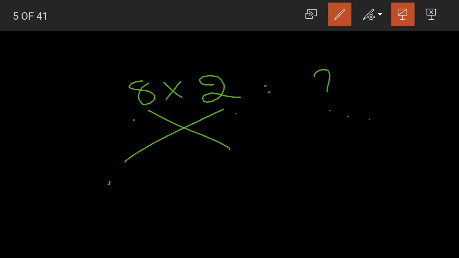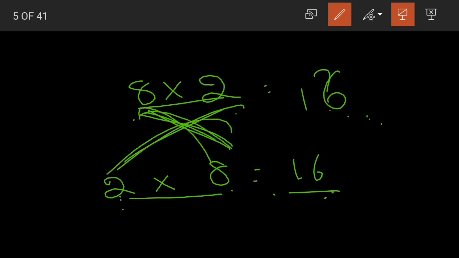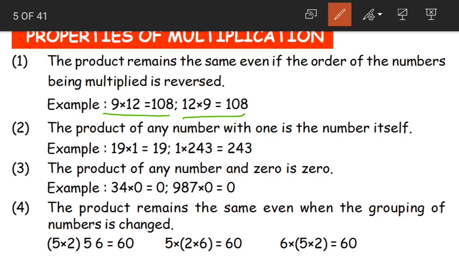Suppose you don't know what 8 twos are. You can try and figure out what 2 eights are. See, if you know 2 eights are 16, then automatically 8 twos also become 16. Now if the order is changed, 8 is coming first and 2 is coming second, the product will be 16 only.